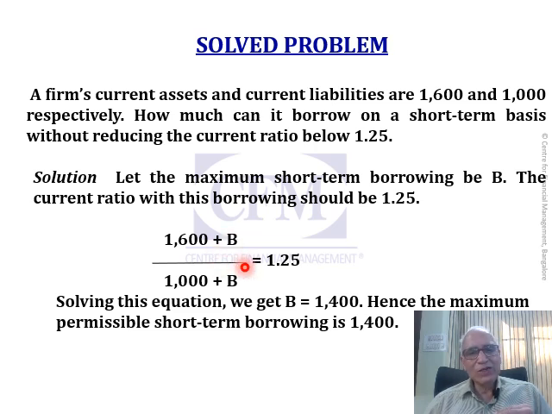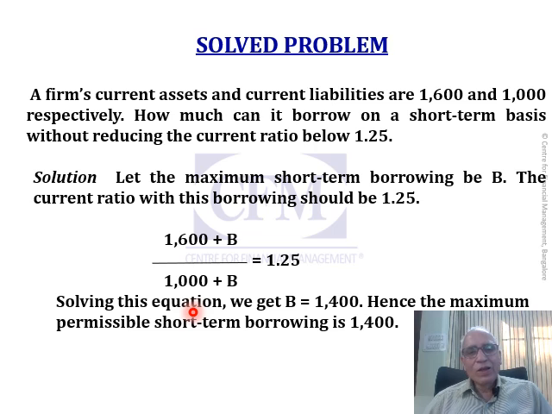1,600 plus B divided by 1,000 plus B is equal to 1.25. Solving this equation, we get B is equal to 1400. Hence, the maximum permissible short-term borrowing is 1400. You can see why it is 1400.